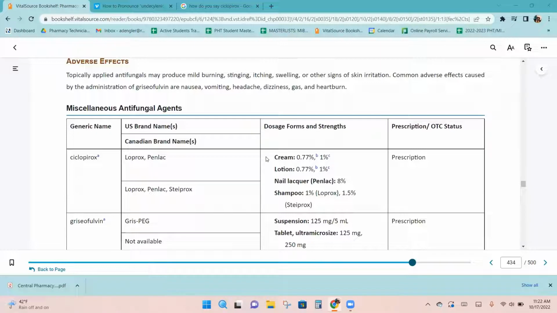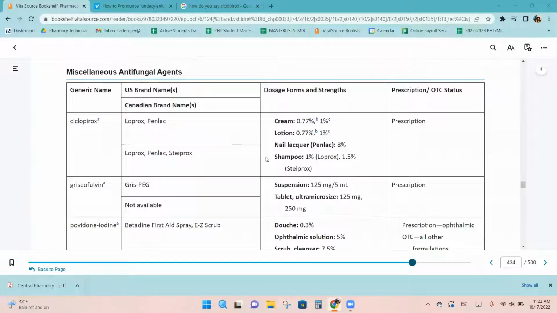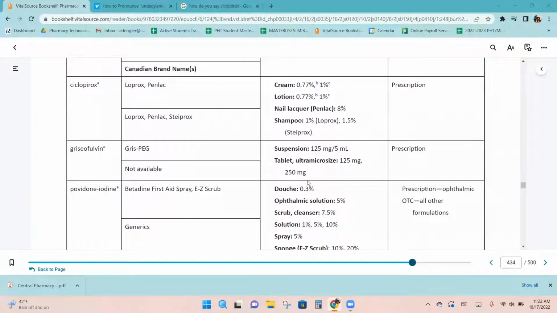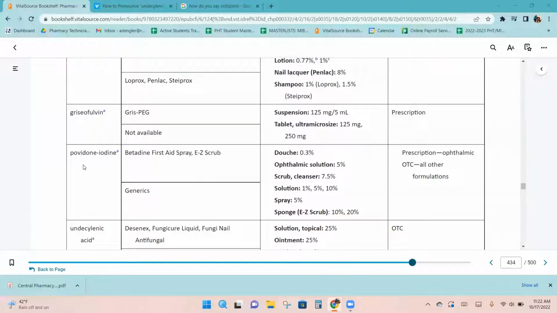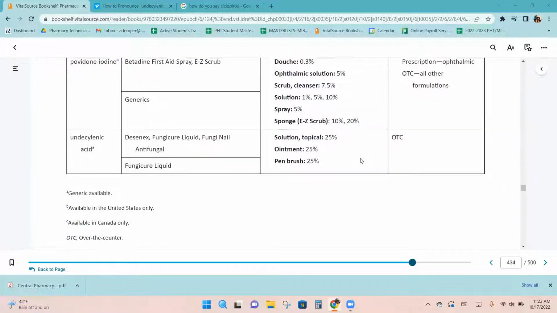So we have our miscellaneous antifungal agents listed here. For Loprox, you can see it comes in a cream, lotion, Penlac is the nail lacquer, and then the shampoo. Povidone iodine comes in a douche, an ophthalmic solution, scrub cleanser, solution, spray, and sponge.